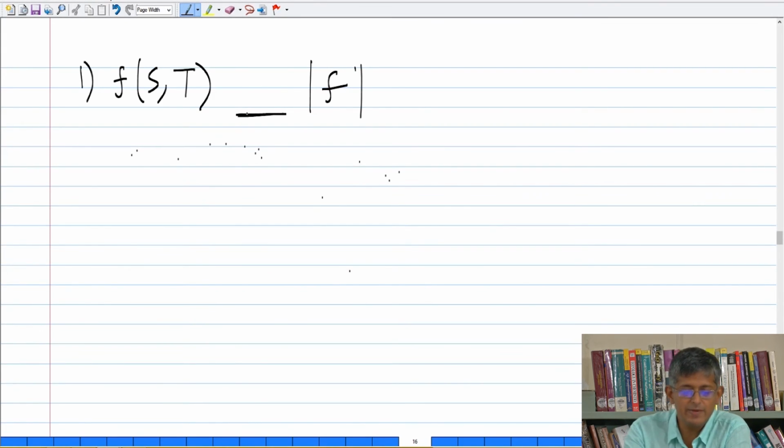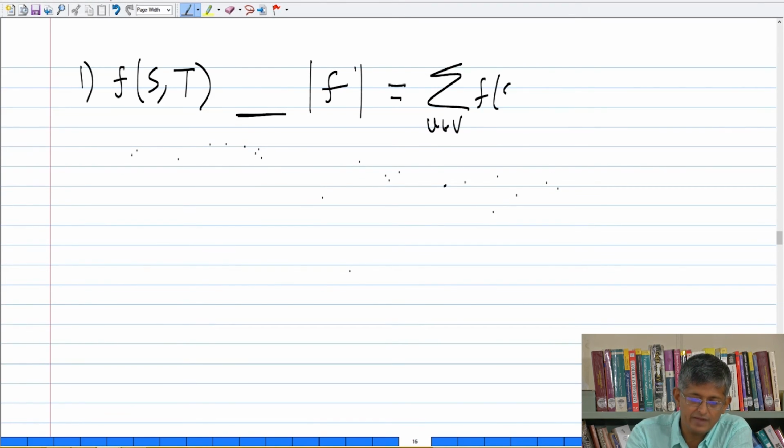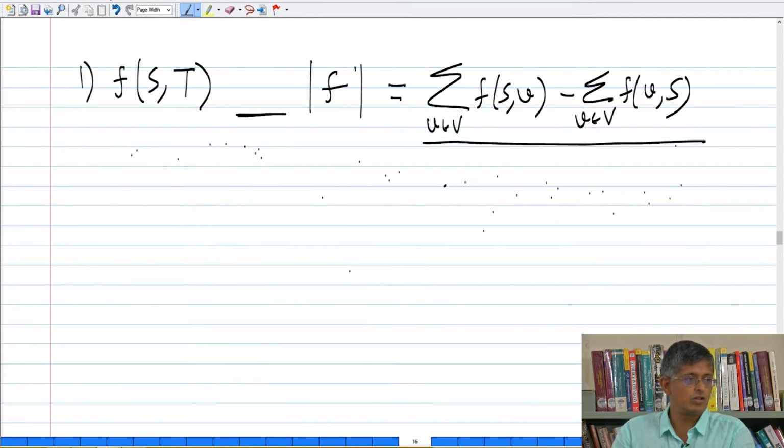So F is a flow. Let me write down, right? F is a flow. What is the value of the flow? It is the effective amount of current that is flowing out of S. That is summation V belonging to V, F of S comma V minus summation V belonging to V, F of V comma S. This is the net current or the net flow coming out of the vertex S. That is the definition of the value of the flow.